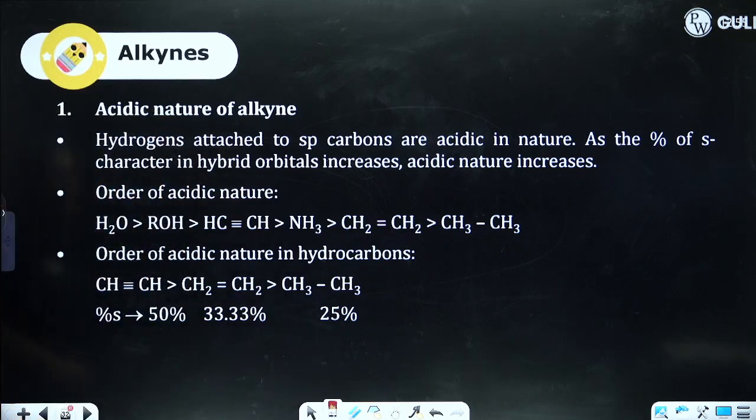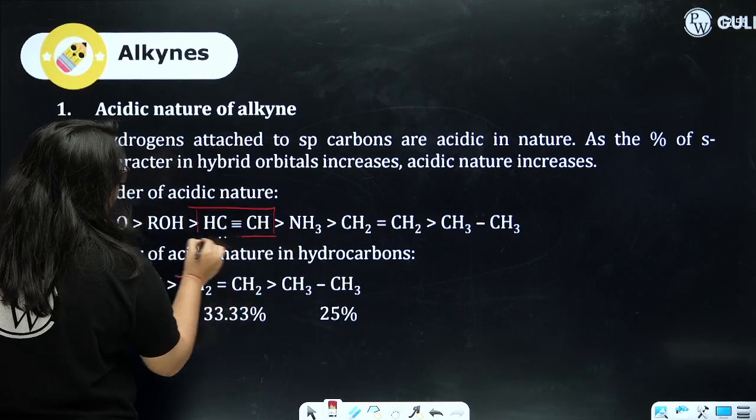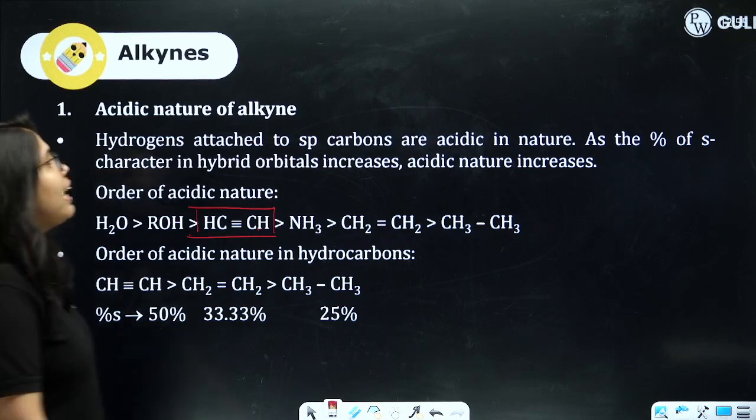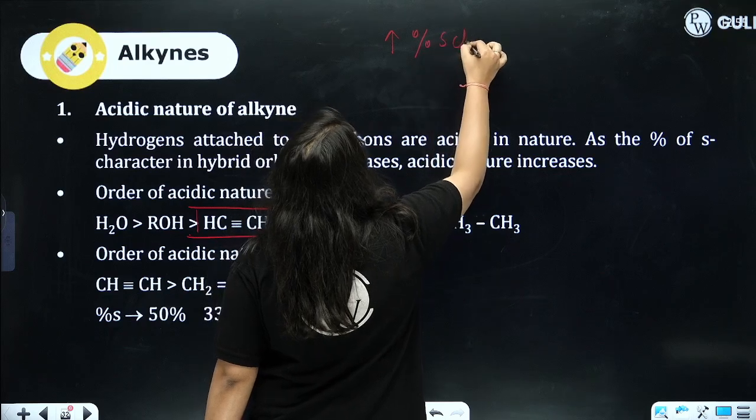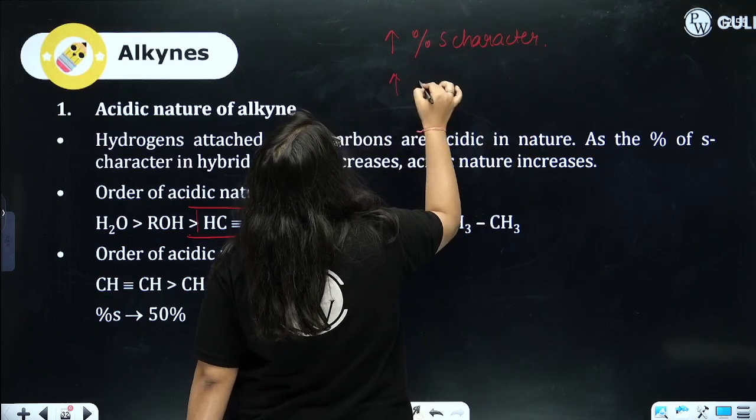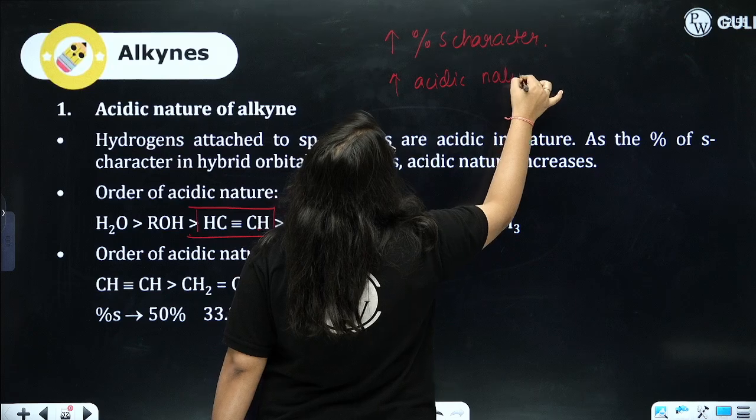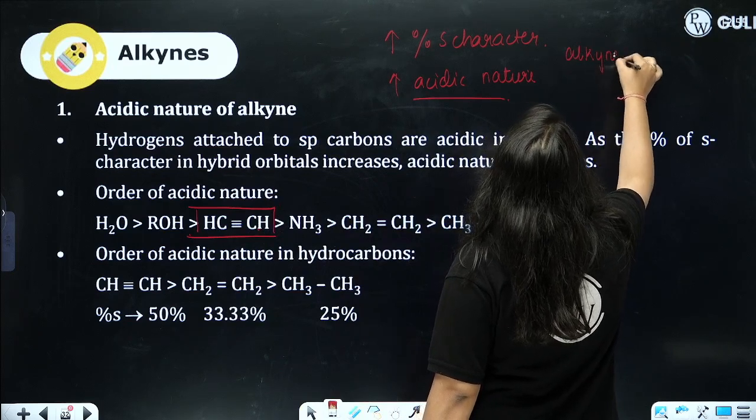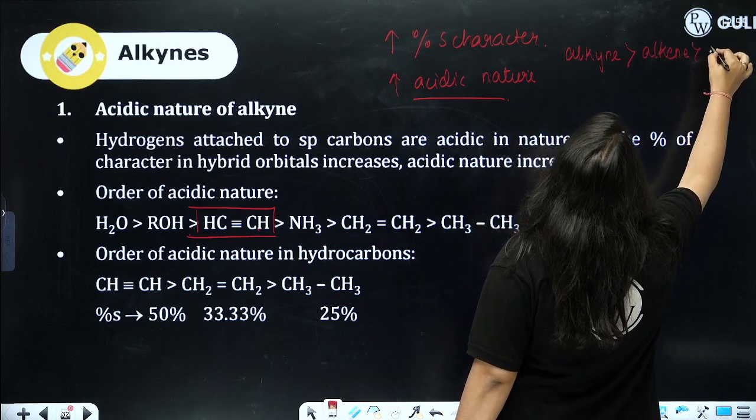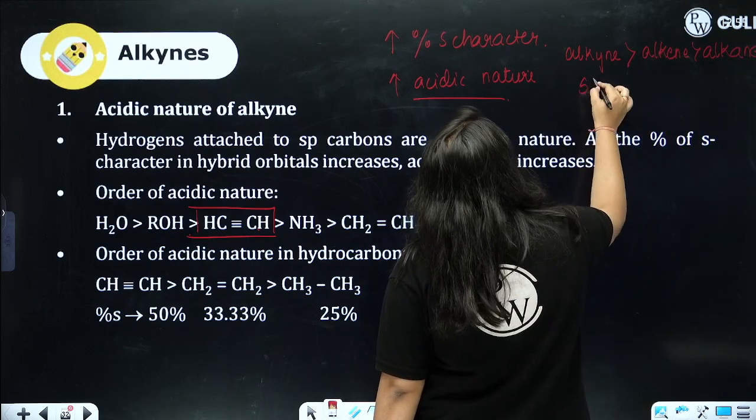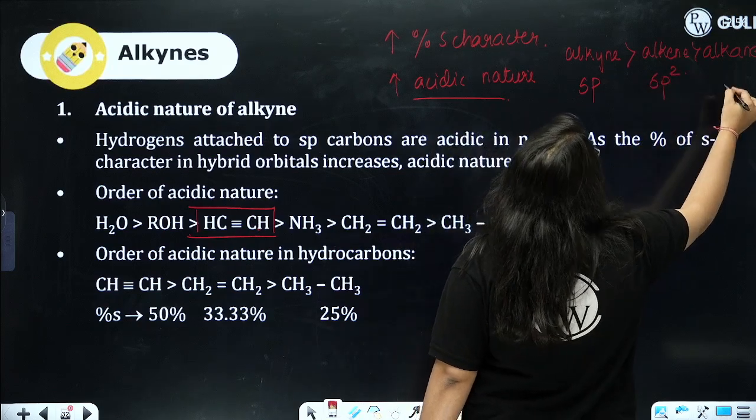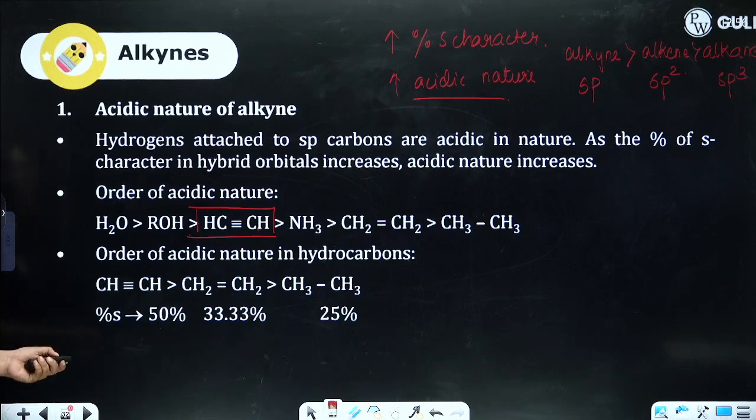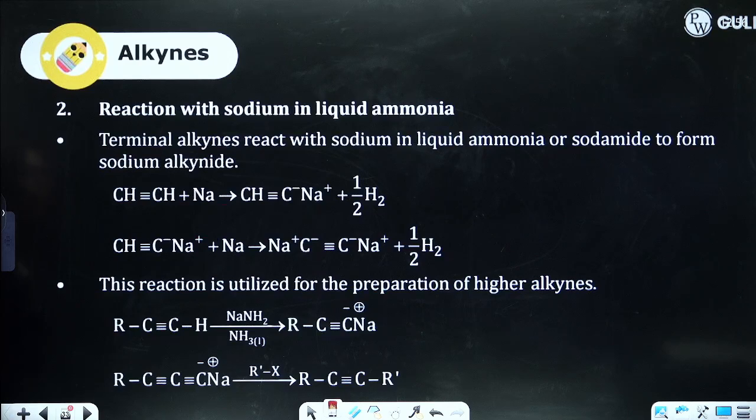Now, the acidic nature of alkyne, you see, it lies intermediate over here. This hydrogen that is there is capable of losing it. And understand one thing: the more the percentage of s character, the more the acidic character. Between alkyne, alkene, and alkane, the s character is maximum for alkyne, sp hybridized, then alkene, sp2, and alkane, sp3. Clear? That is why.